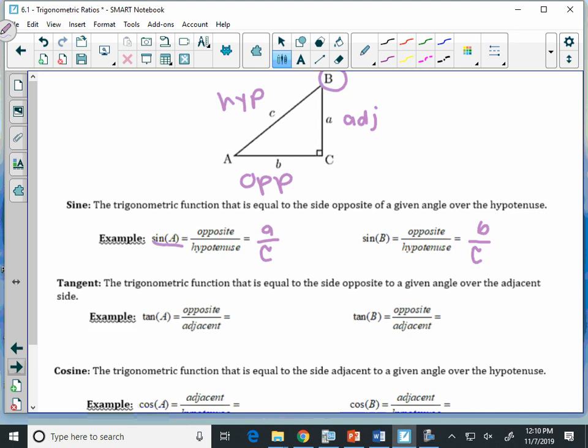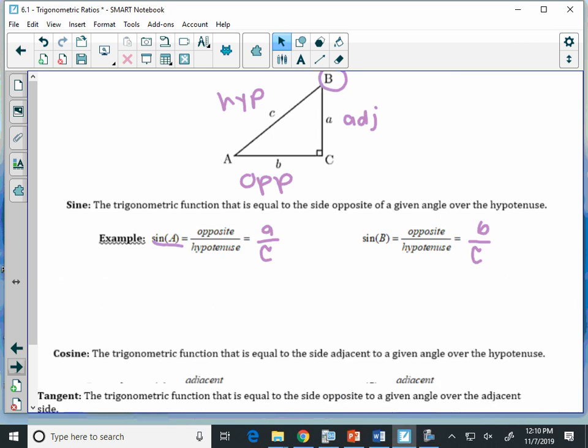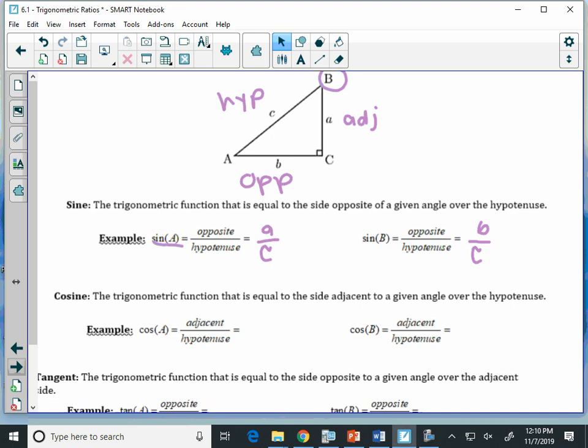Okay, what's that fraction for sine based off angle A? Well, it's the opposite over the hypotenuse. Then it's flip-flopped up here in paper. The next ratio we are going to talk about is cosine.